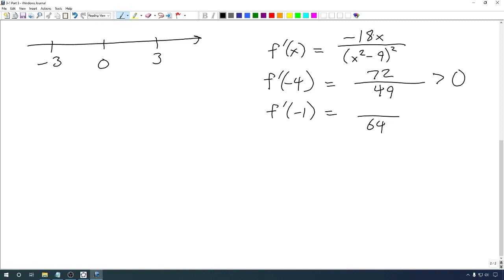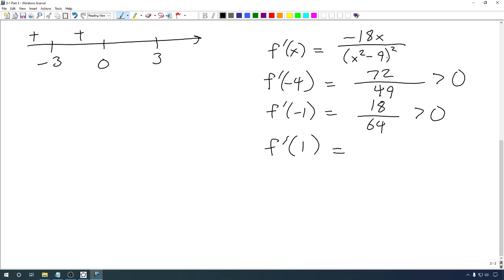On top, that's what's actually going to determine the sign. We have negative 18 times negative 1, which is a positive 18. And so overall, this fraction is positive. So this was positive and positive. If we move on from 0 to 3, again, just going to pick 1.